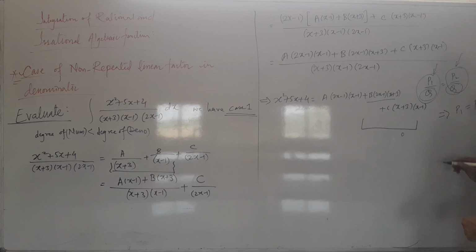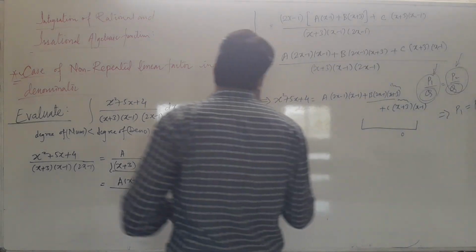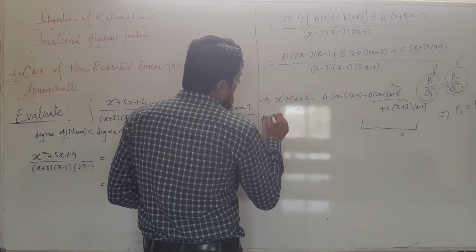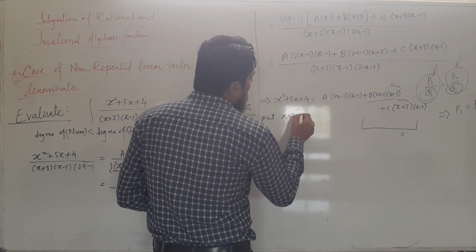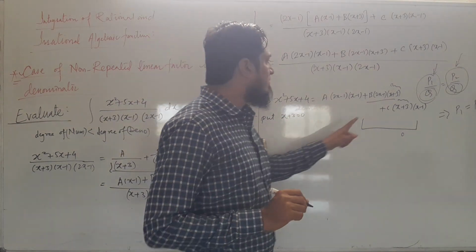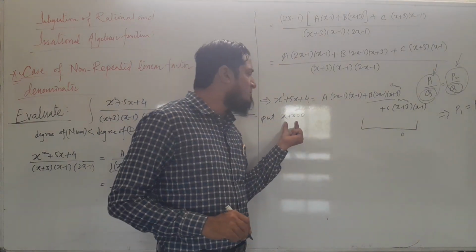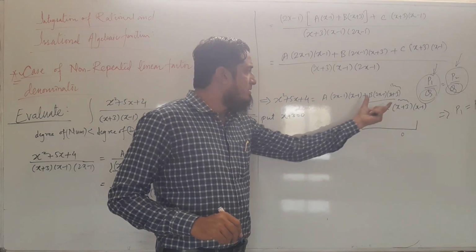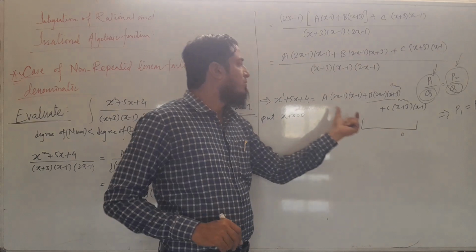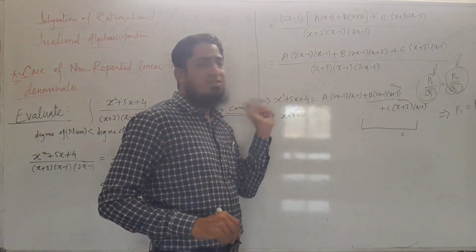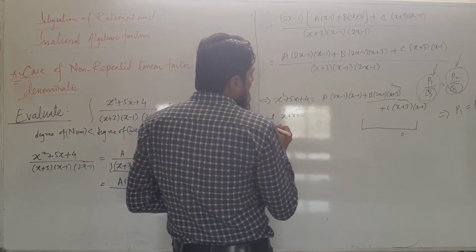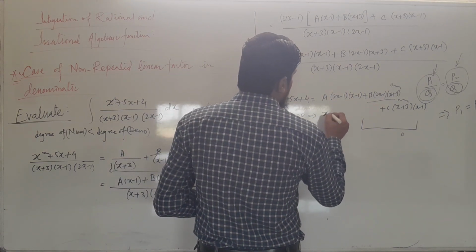we can see here we have x + 3 with both B and C. So we can put x + 3 = 0. We have x + 3 with B and C, but not with A. So after putting x + 3 = 0, this term and this term become 0. We will get only A in this equation. And if we put x + 3 = 0, this will lead to x = -3.